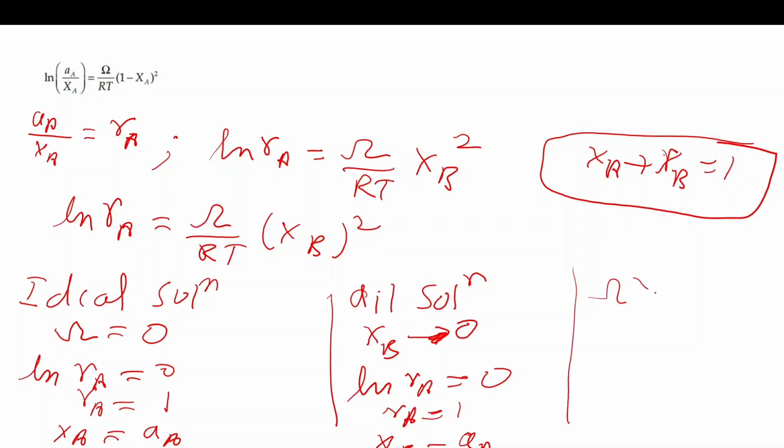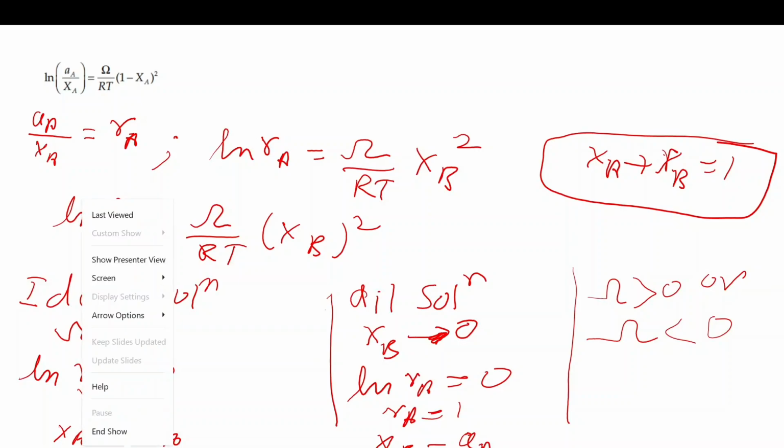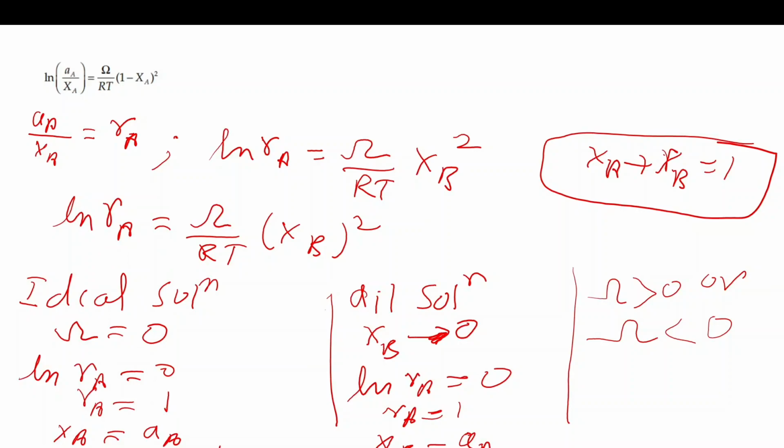Now if omega is greater than 0 or less than 0, the curve will change its nature. If I plot the graph of activity versus mole fraction, I will get a y equal to x type of curve for the ideal solution and dilute solution. This will pass through the origin, but depending upon the sign of omega, we will have a bump in the curve which can be upwards or downwards.